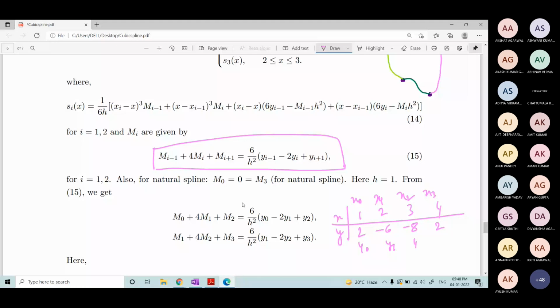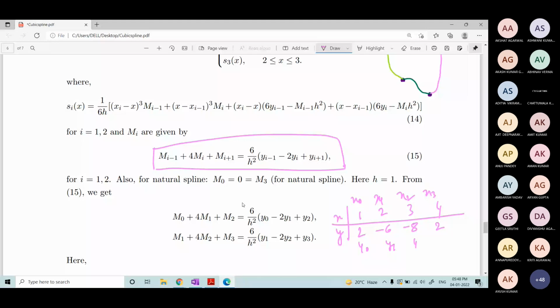This was the form of the polynomial in each subinterval given by equation number 14. So in this equation number 14, everything is known to you now. Mi is known to you, xi, yi is known to you. Just substitute the values. So what will be S1(x)? Put i equals to 1. So that will be the yellow curve in the first subinterval. What will be that equation? That equation will be obtained by putting i equals to 1.